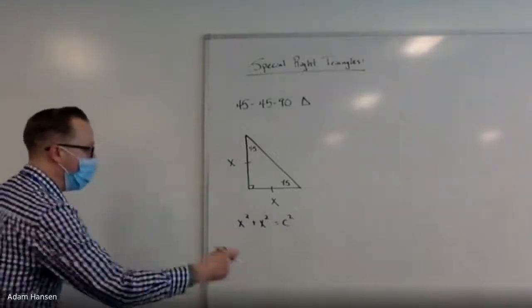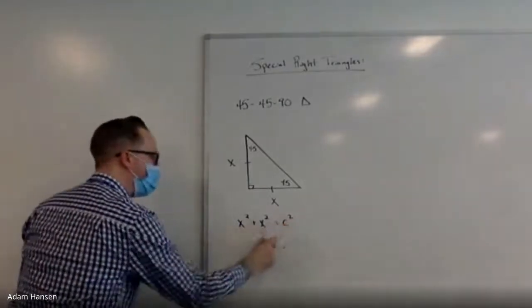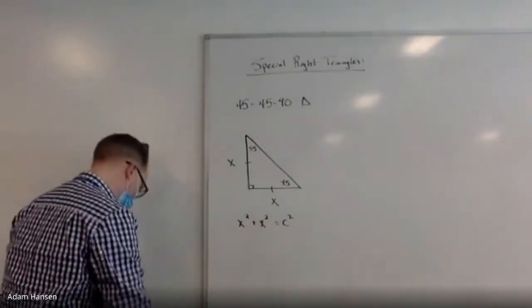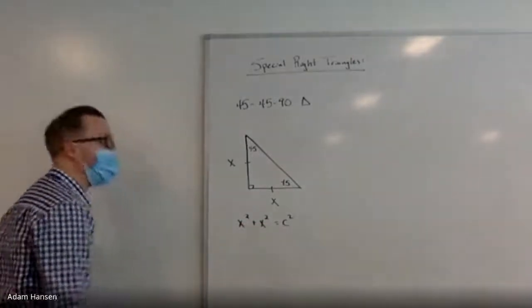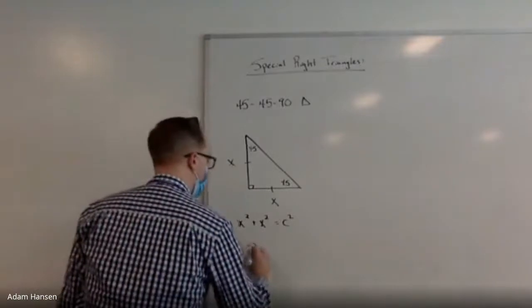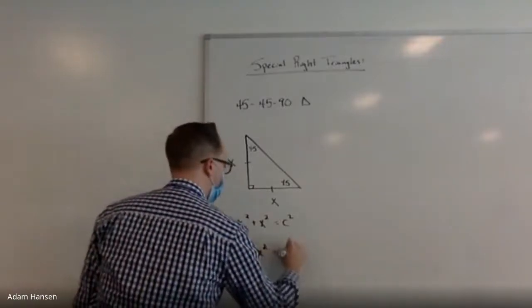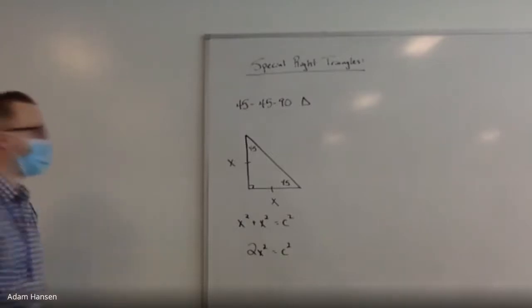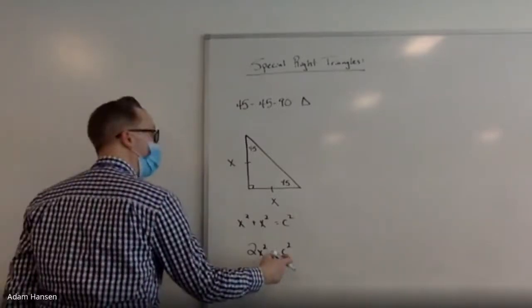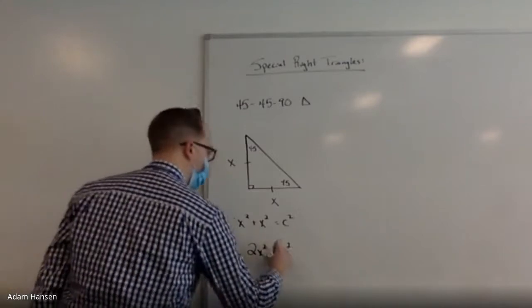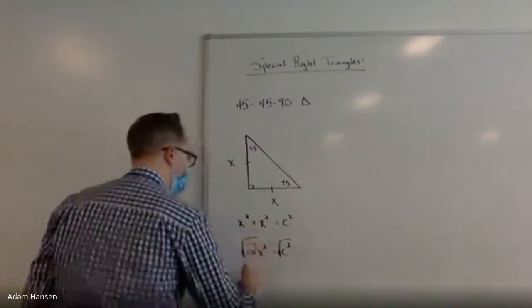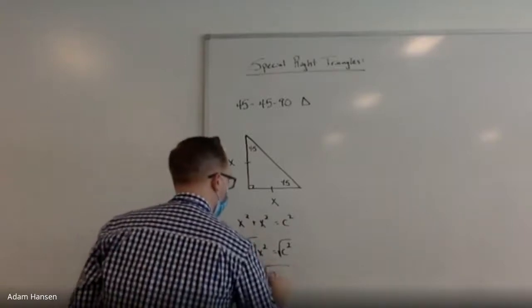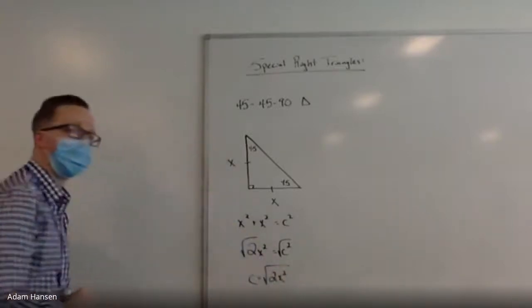Okay, let's solve for c. What's x squared plus x squared? x to the 4th? No, that's x squared times x squared. It's 2x squared. Parker, I said the same thing as you at first. How do I solve for c if I have c squared? Square roots. So c equals the square root of 2x squared.